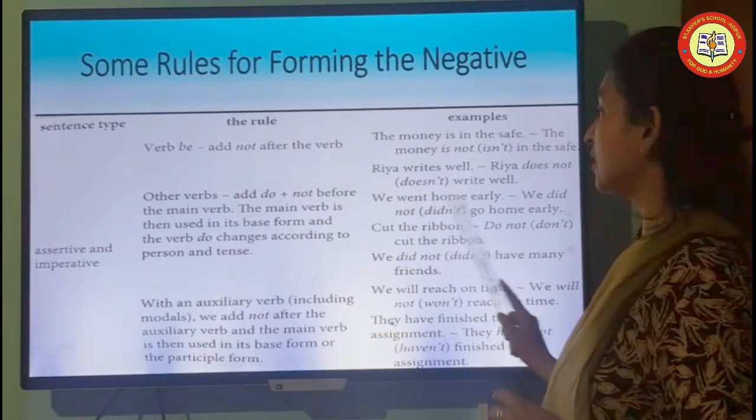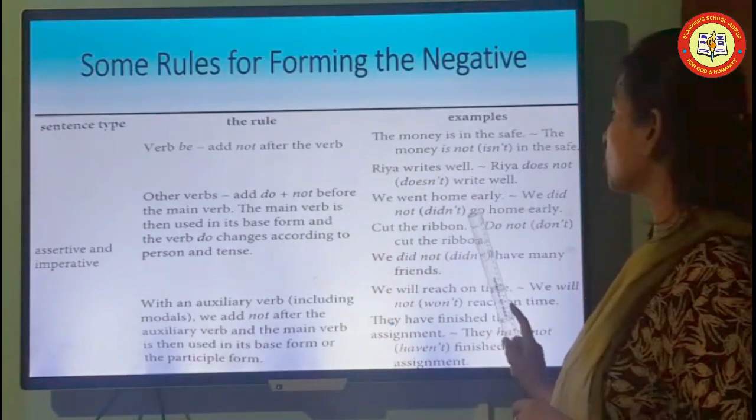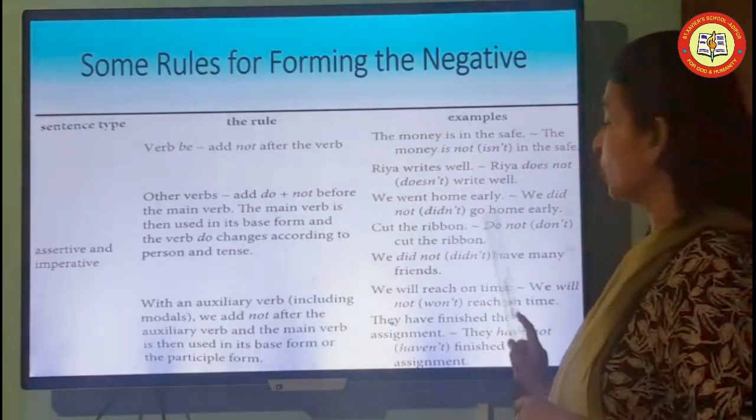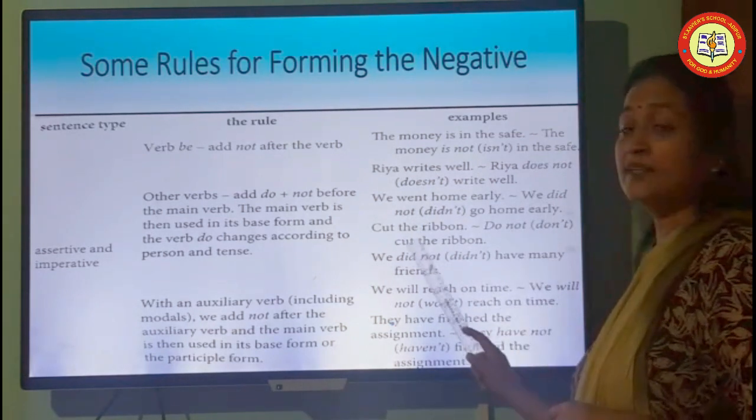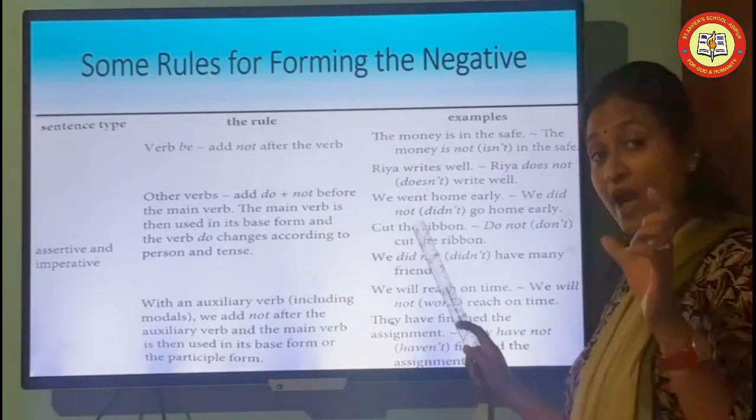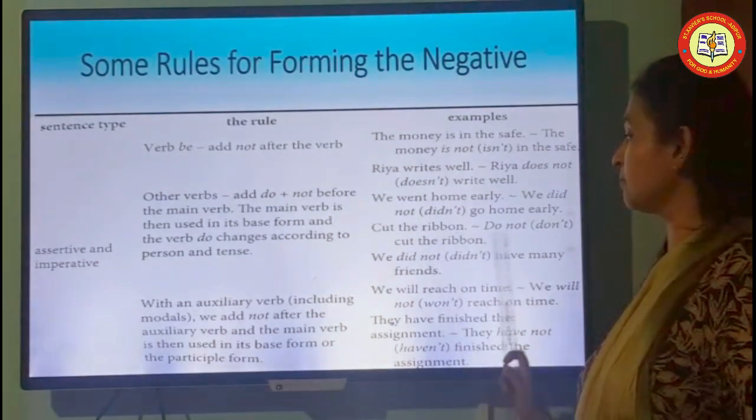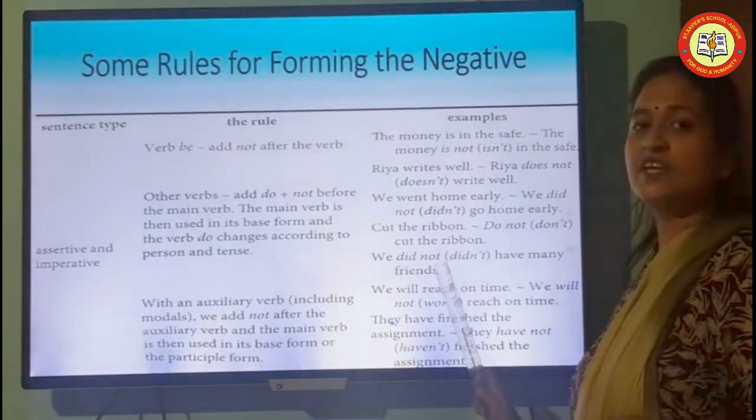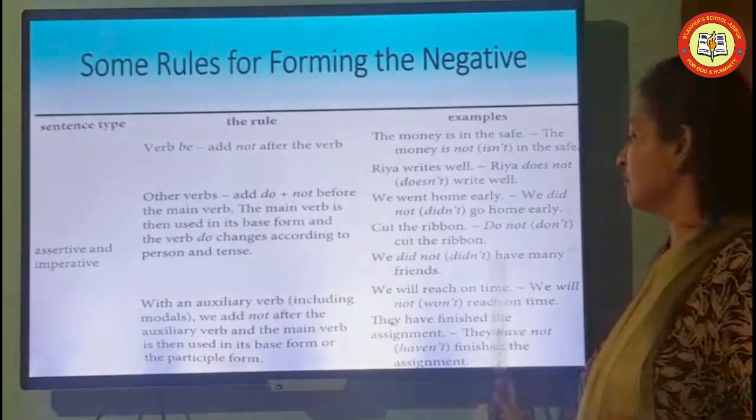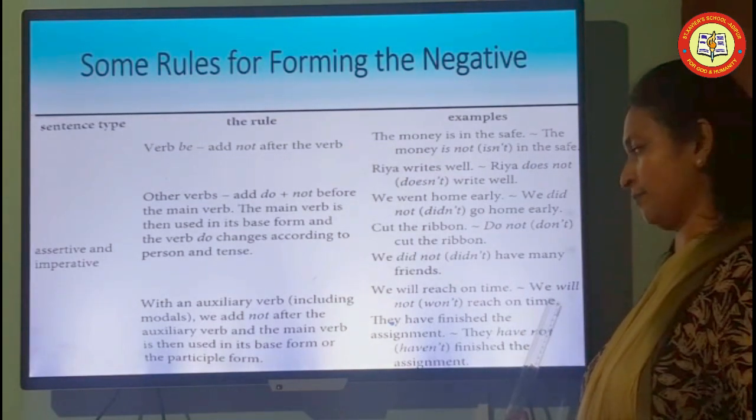We went home early. Now went is past tense, so we can use did. We did not go home early, went will become go, or we didn't go home early. Cut the ribbon. Now it's a command. Whenever you have a command, directly write do not or don't. Do not cut the ribbon or don't cut the ribbon. We did not have many friends. We didn't have many friends. We will reach on time. We won't reach on time.